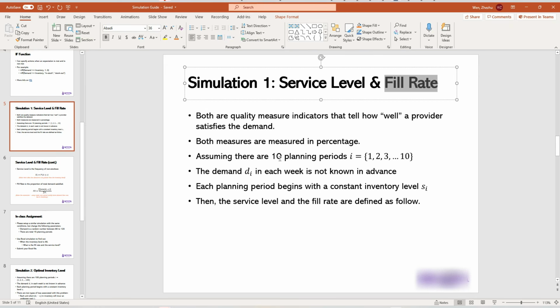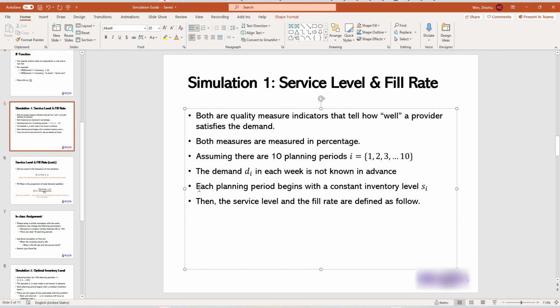Let's assume that there are 10 planning periods here. The specific characteristics of the simulation: number one, we're assuming that there are 10 planning periods. Period 1 could be week 1, week 2, week 3, it could be year 1, 2, 3, it could be day 1, 2, 3, it doesn't matter. So we have 10 planning periods. And the demand for each period, we use Di to indicate. So D1 basically means demand for period 1, D2 is demand for period 2, and so forth.